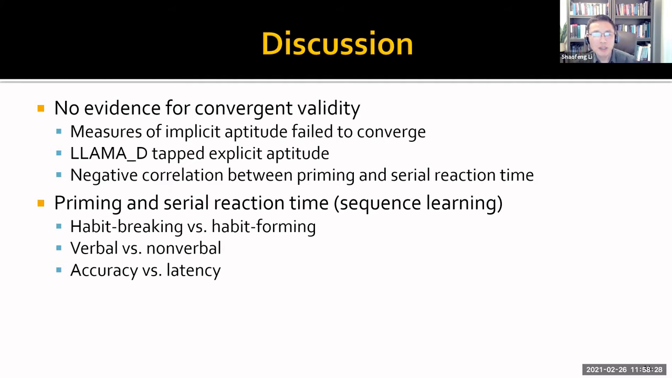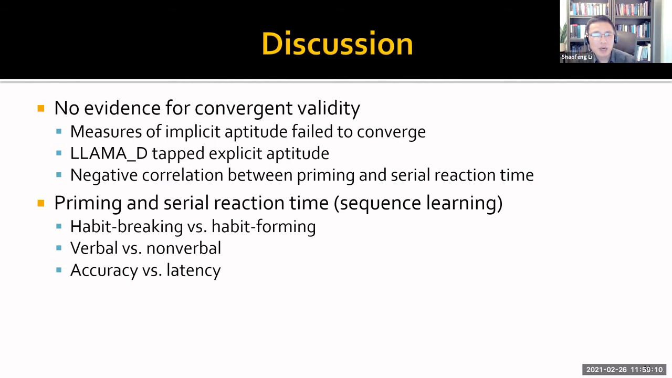Priming taps into the ability to be influenced by a previous event, especially a less frequent structure. So it's basically about the ability to break the norm, to quit an old habit, whereas serial reaction time or sequence learning is about the ability to form a new habit based on repeated practice. And secondly, priming is measured by using a verbal task, so it's linguistic, and serial reaction time is a non-linguistic, non-verbal task, so they're different in that aspect.